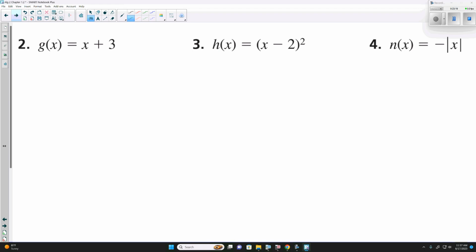So let's look at these three here. Now this first one, what kind of function is it? Linear, quadratic, absolute value, or constant? Linear. Okay, let's describe the transformation. So with our linear, we have x plus 3. Is the plus 3 inside or outside parentheses? So which direction is it going?